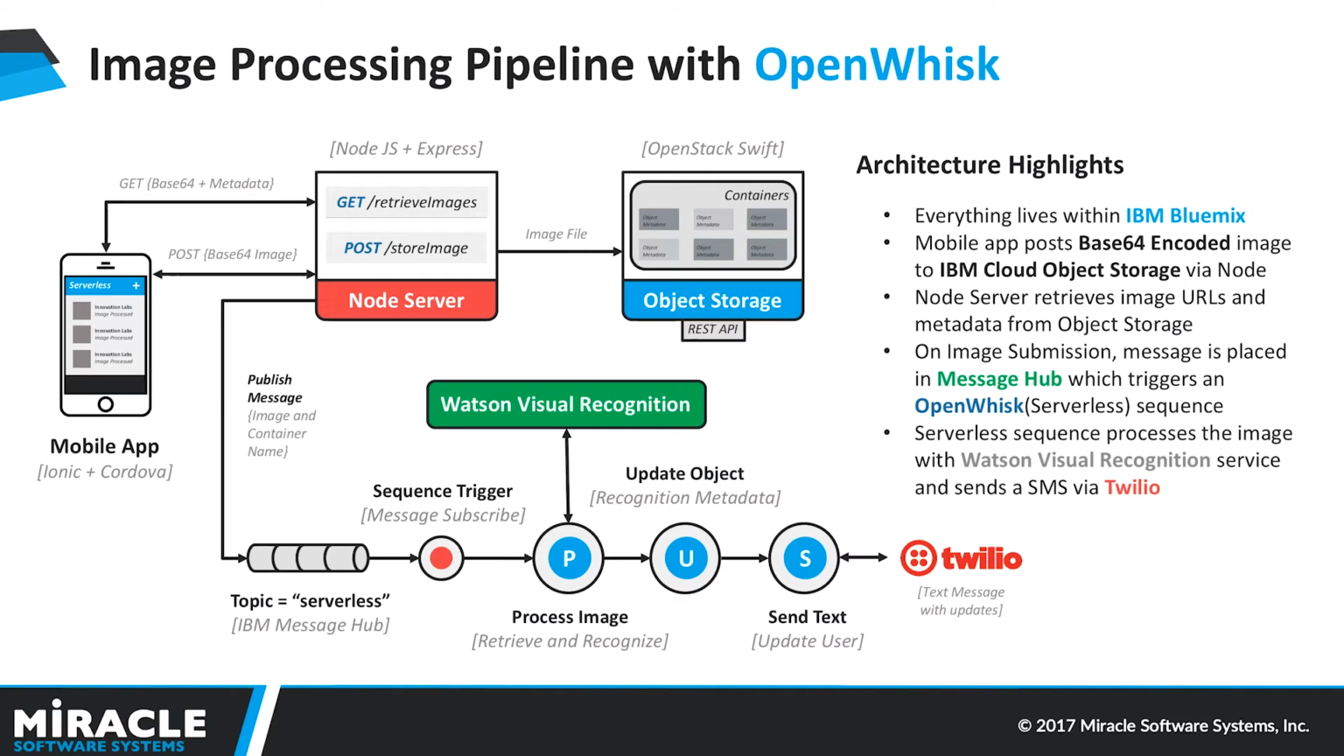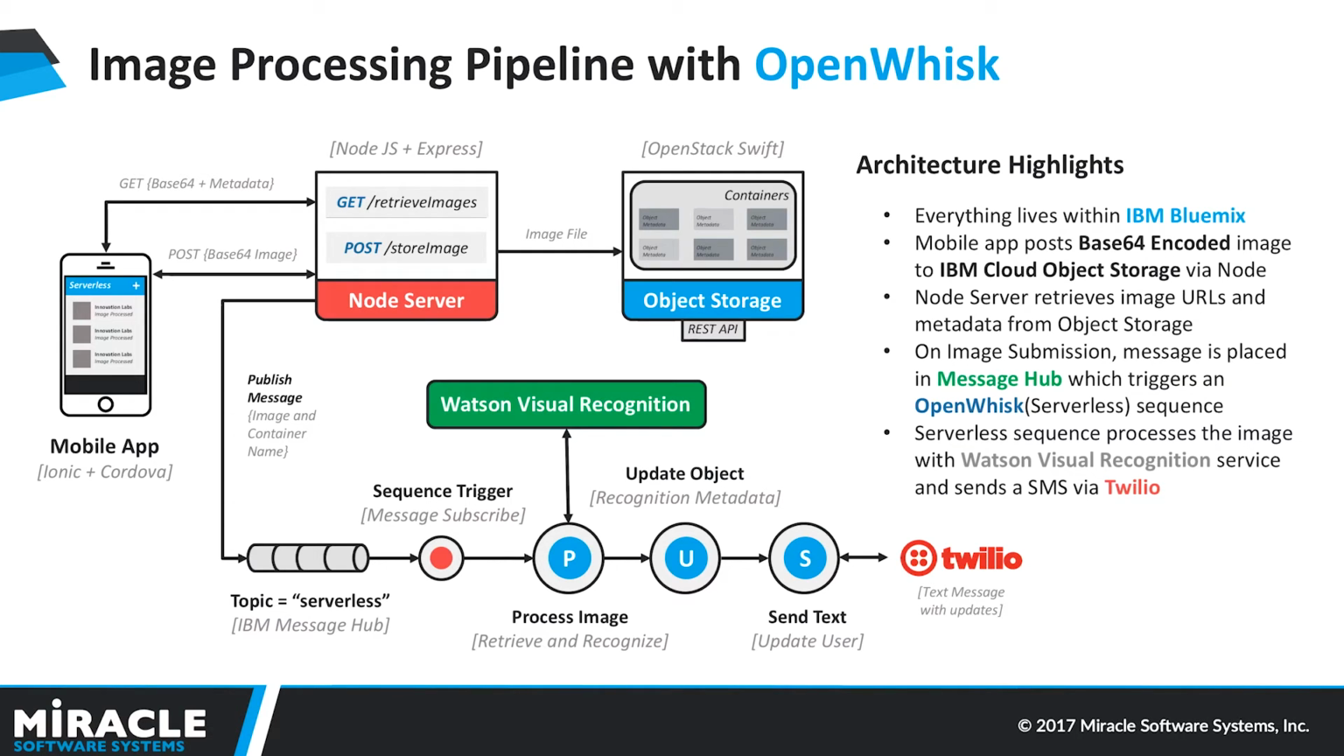So in we come with our image processing pipeline that we wanted to talk about in today's video. Essentially, we built an Ionic and Cordova based mobile application that takes pictures, and you can upload those pictures to an object store. In this case it is the OpenStack Swift based object store, which is available through IBM Bluemix, which is IBM Cloud Object Storage.